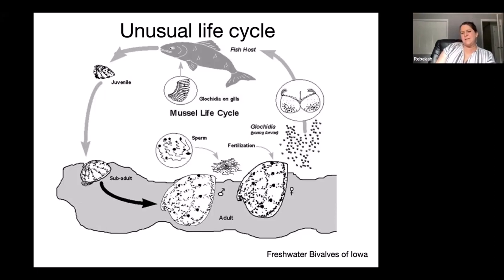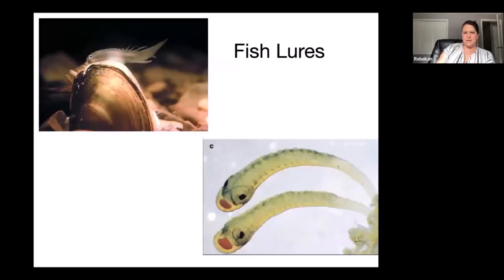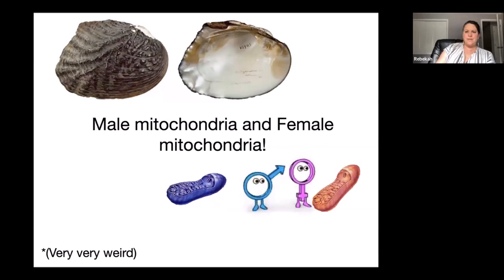So we have this interaction between the sexes. We have parental care in an invertebrate species. We have this transition from herbivory to carnivory over their life cycle, we have co-evolutionary processes between the parasites and the host fish. And then on top of that, they have this bizarre mitochondrial inheritance pattern, where the males inherit their mitochondria from the paternal line, from the father, and the females inherit their mitochondria from the maternal lineage.